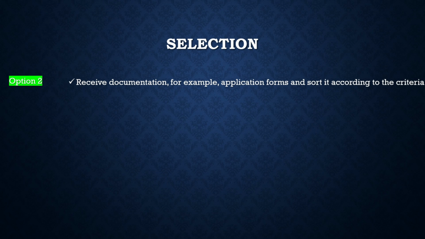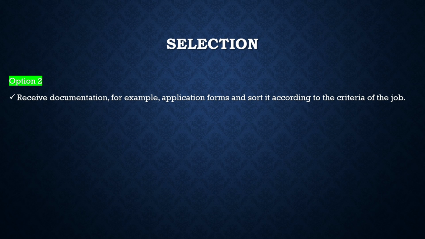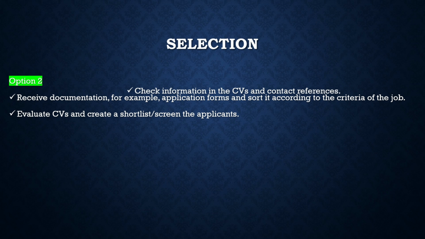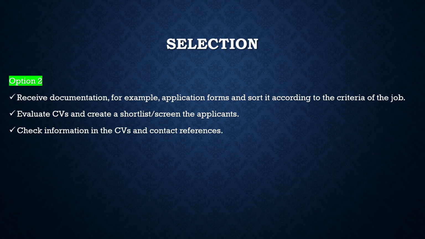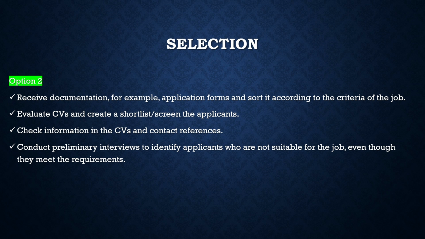And we have option 2. In option 2, it receives documentation, for example, application forms, and sorts it according to the criteria of the job. It evaluates CVs and creates a short list or screens for applicants. It checks information in the CVs and contacts references.